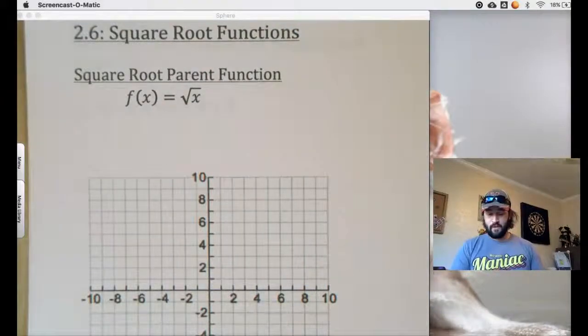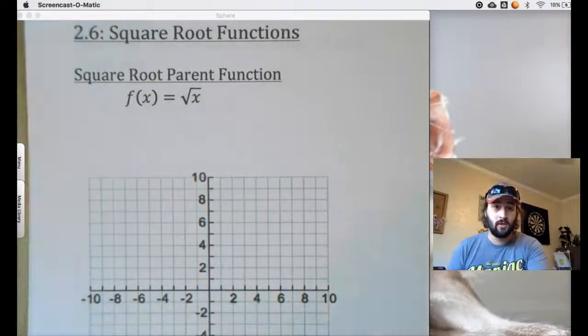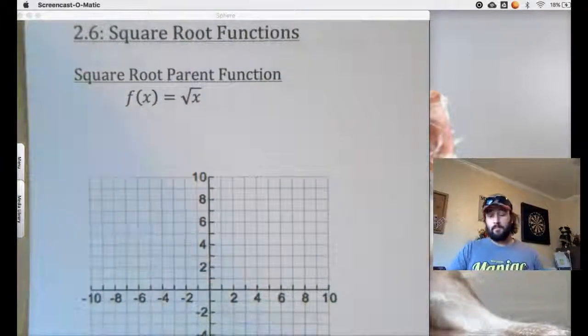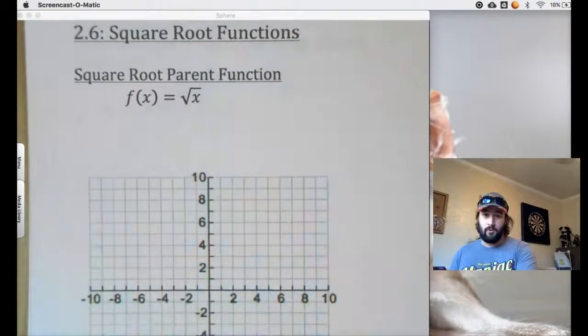What's up, you guys? In this video, we're going to be talking about square root functions. So we've already talked about these some, but we talked about the graph of it.